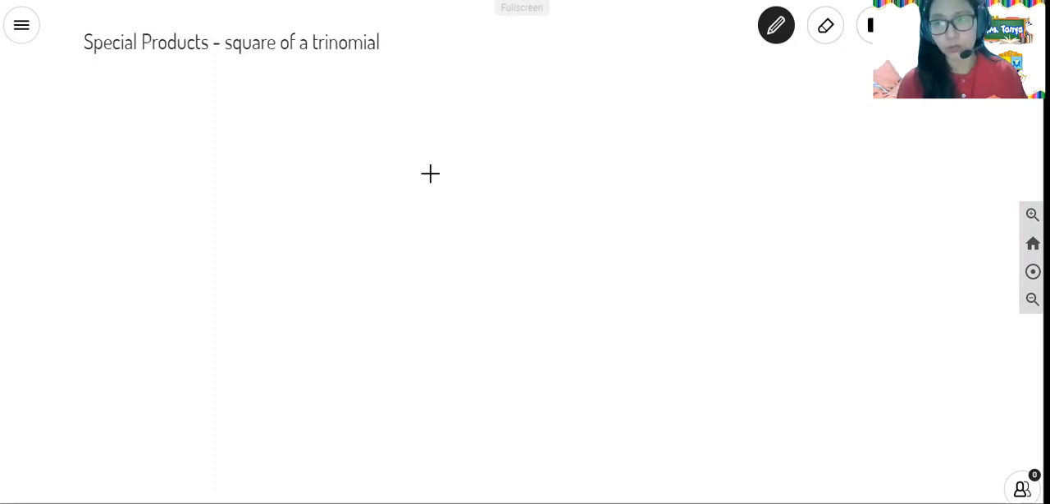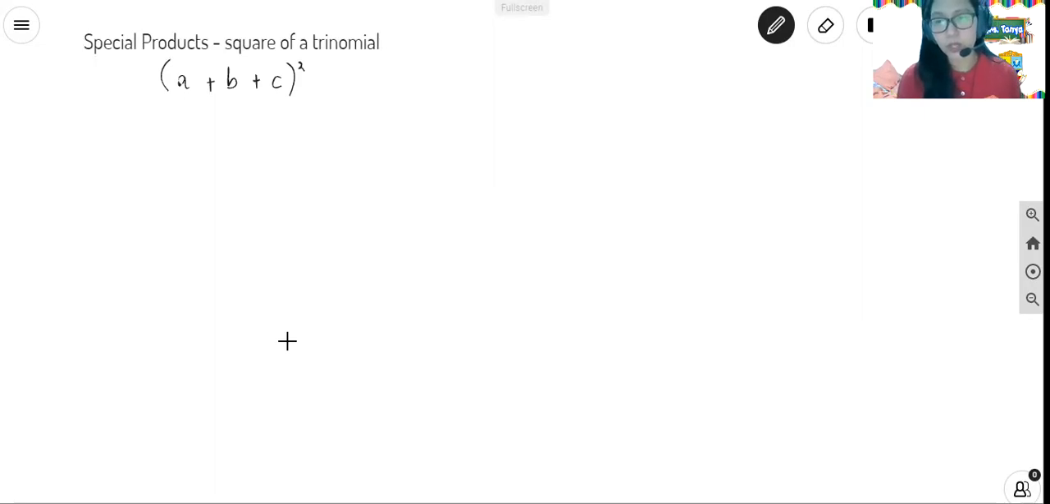So what do you recall with regard to trinomial? Trinomials are algebraic expressions with three terms. That means in this special product pattern, we'll be dealing with not just two terms, but with three terms. So how does the special product look like? We have, for example, (a + b + c) squared. So you're squaring a trinomial, an expression that has three terms.